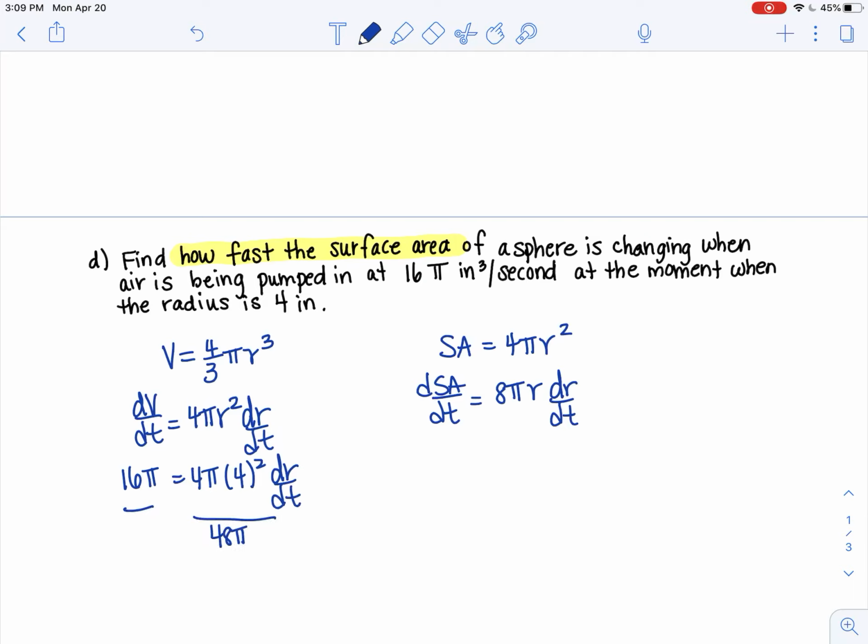If I divide both sides by 48 pi? Oh no, sorry, 64 pi. Okay, so 64 pi. I can clean this up, and then I can see that dr/dt comes out to be 1/4. Again, you could have even left it as 16 pi over 64 pi. You don't have to simplify it. I just thought it might be a little bit easier that way.